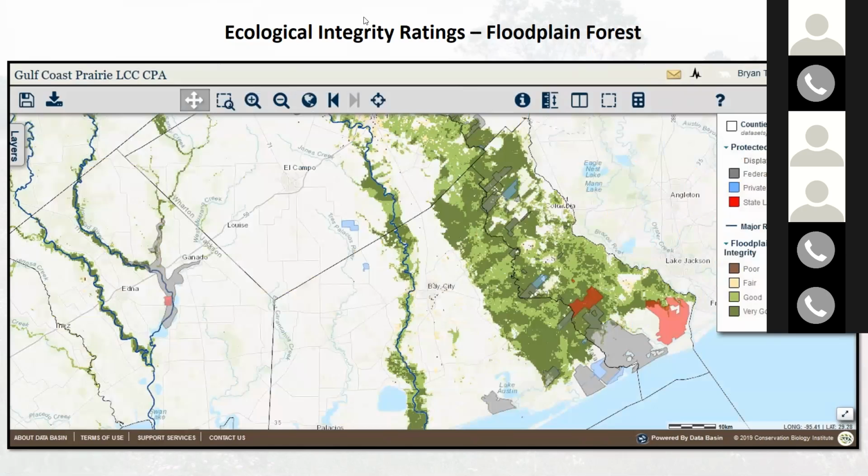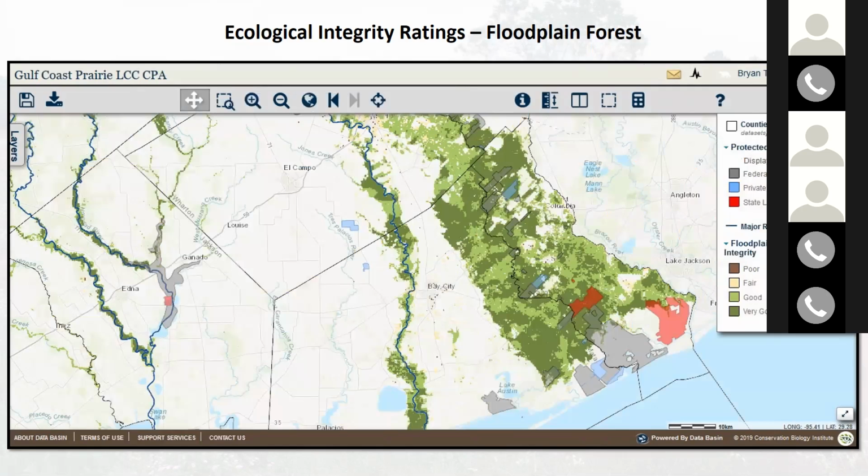And here's an example. I'm going to go through a couple examples of the outputs. So here's a snapshot of the ecological integrity of floodplain forests, looking at the Columbia bottomlands here and the Colorado River and the Lavaca and Navidad rivers. And the ratings range from poor to very good. And those are reflecting the viability assessment that we did.